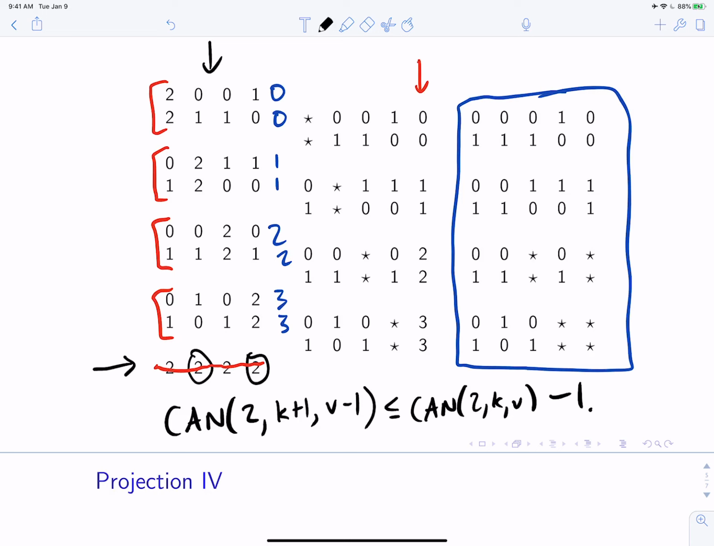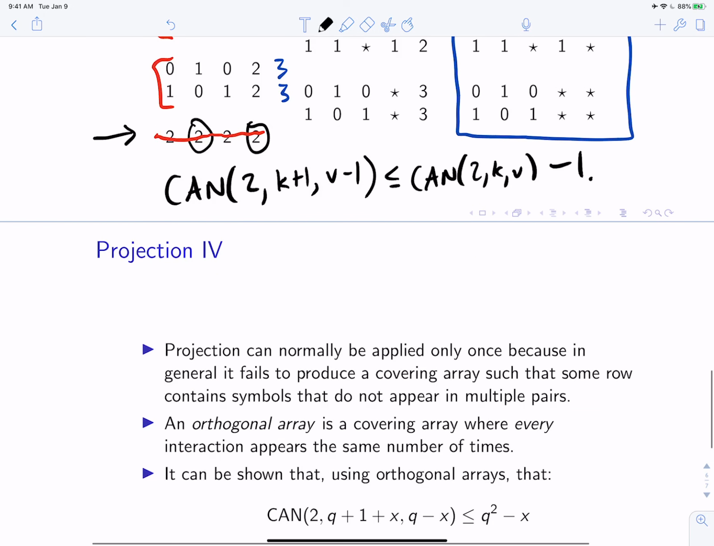Yeah. So like in the array on the right, if you look at the first 2 columns, we see 0 0 and 1 1 appear multiple times. So we can't do the same thing for the resulting array. But there are certain arrays for which you can actually extend this arbitrarily, which are called orthogonal arrays. So I'm not going to deal with that. So that's all I'm going to really say about projection.